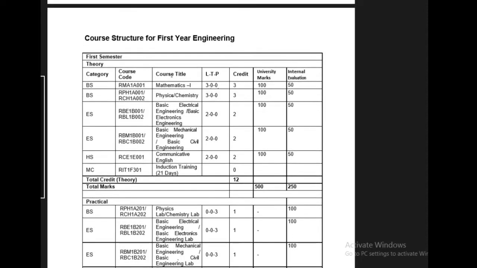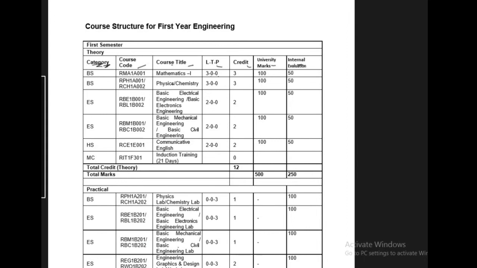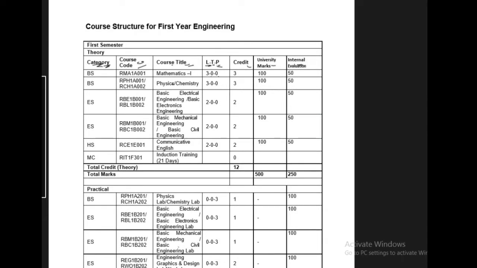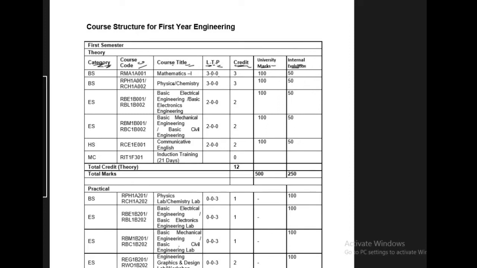If we come to the course structure of the first year engineering, there are a total of 7 columns: 1, 2, 3, 4, 5, 6, 7. The first is the category, second is the course code, then the course title, then LTP, where L is for lecture, T is tutorial, and P is practical. Here it is the credit system, university marks, and internal evaluation. I have already made a separate video regarding credits, CGPA, SGPA, university and internal evaluation, and the semester exam pattern. You can go for that one.